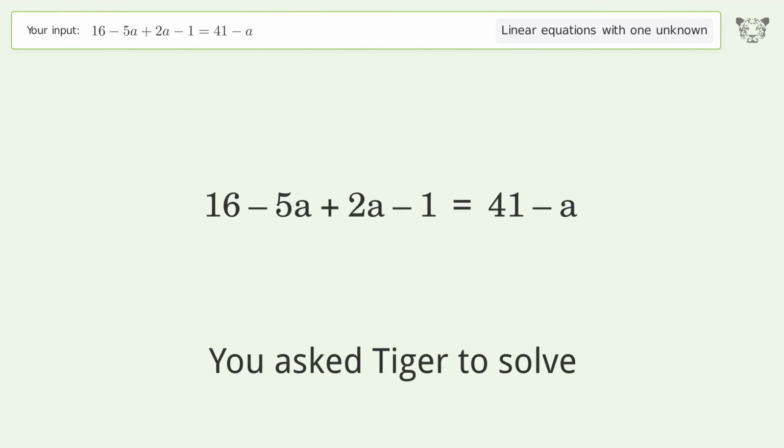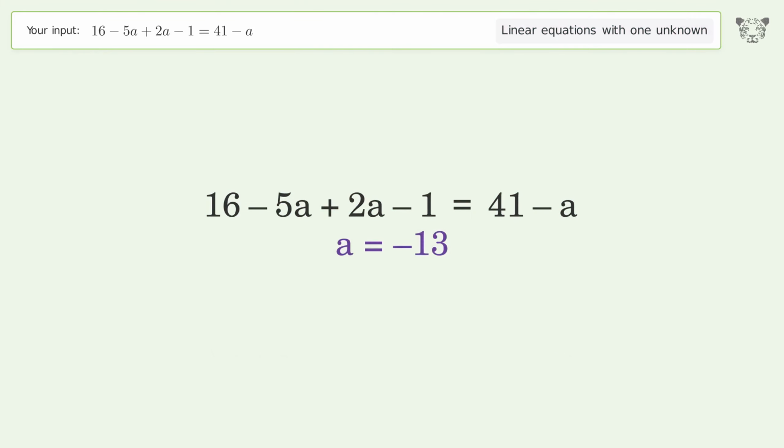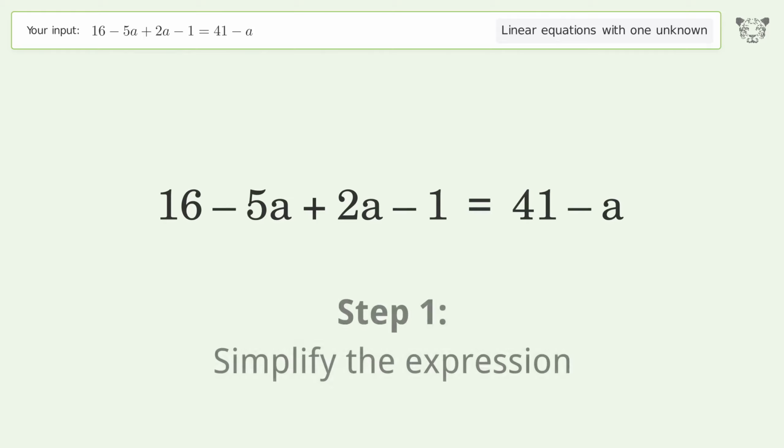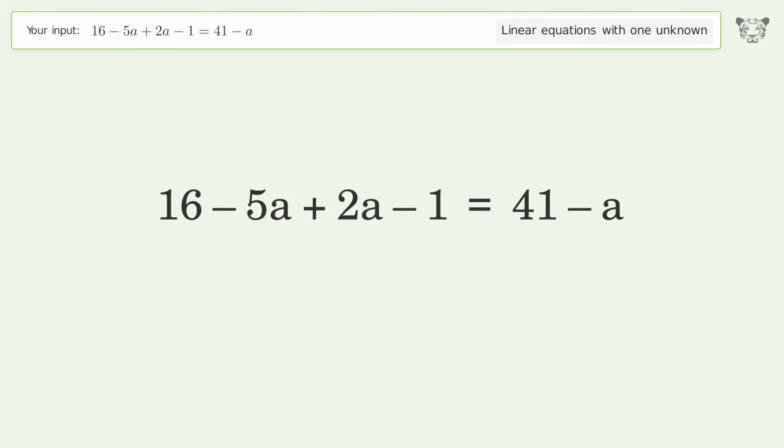You ask Tiger to solve. This deals with linear equations with one unknown. The final result is a equals -13. Let's solve it step by step. Simplify the expression. Group like terms.